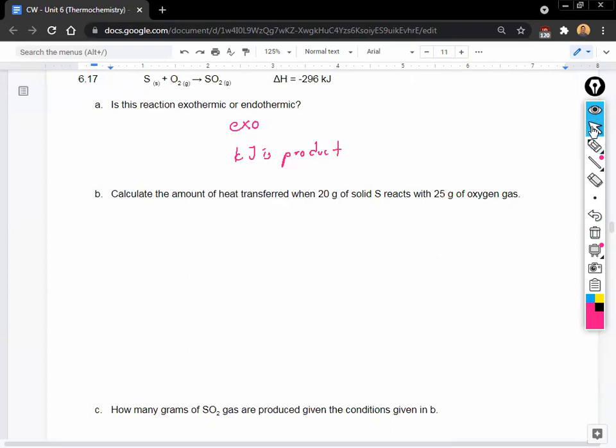Okay, so I want you guys to do part B. We'll actually finish part C and D next time that we meet. So if you guys finish part B, we are all done. Now be very careful with this because it's going to be a little bit different than just regular stoich, okay?